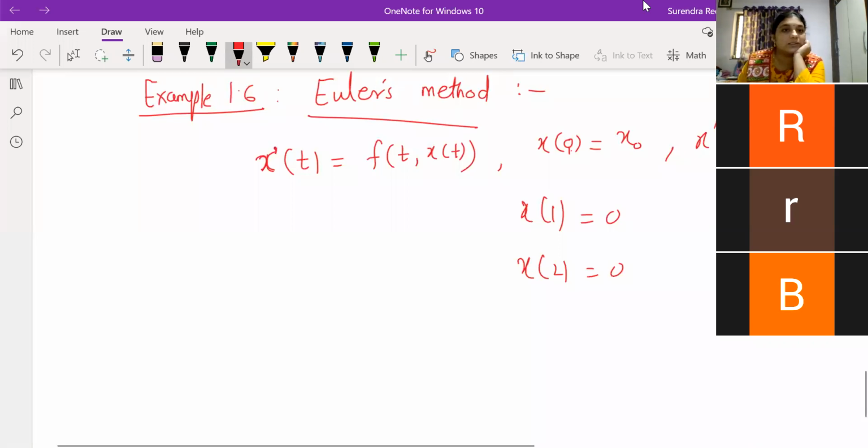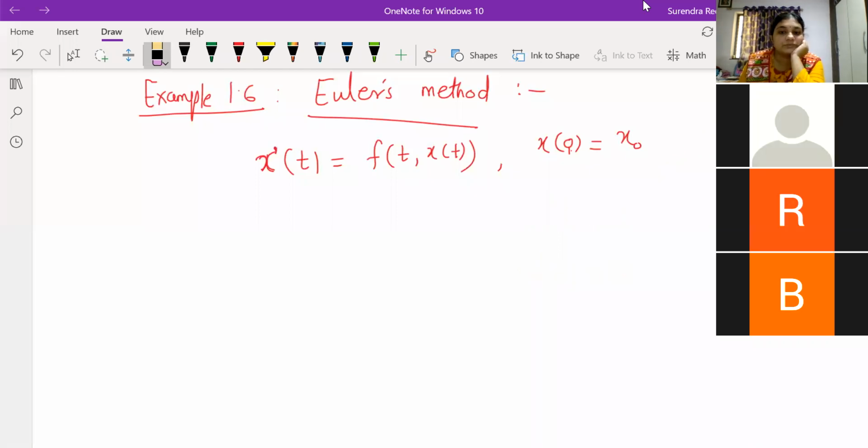So I will erase this. Let me erase this. Rani Naugare, please mute. Mute madam.